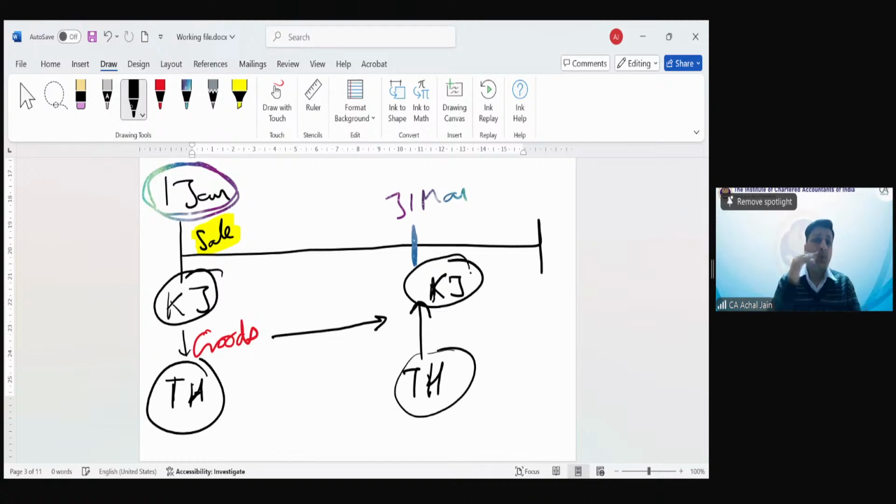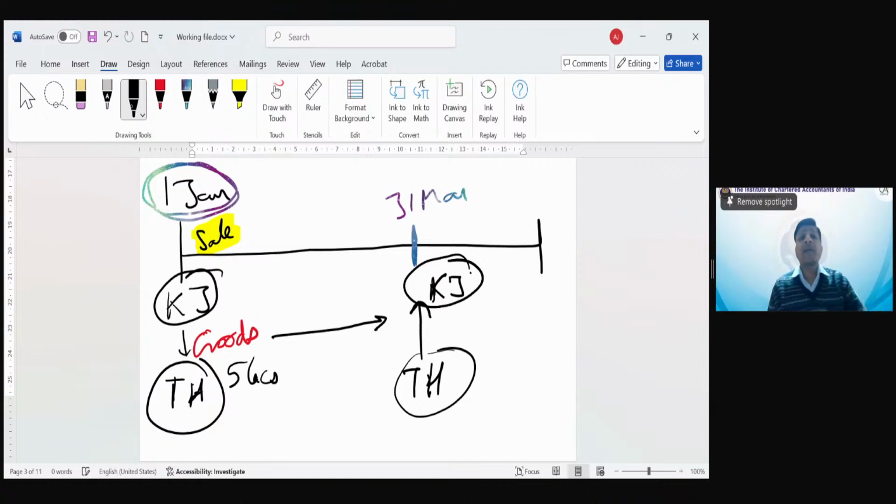Now I have a question for you. Forget about accounting and anything else. Let's look at this transaction logically. Forget about accounting requirements, all of those technicalities, please ignore for the time being. On 1st of January, when KJ is selling goods to TH, the value is what? 5 lakhs.